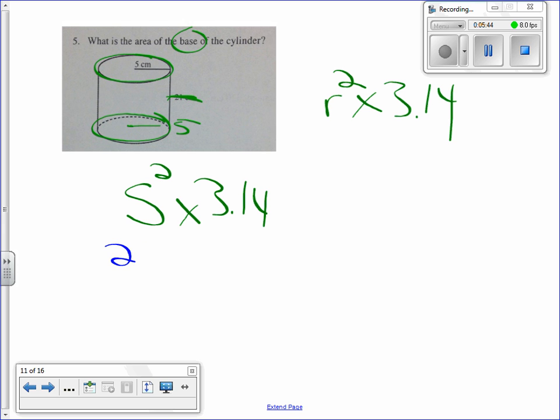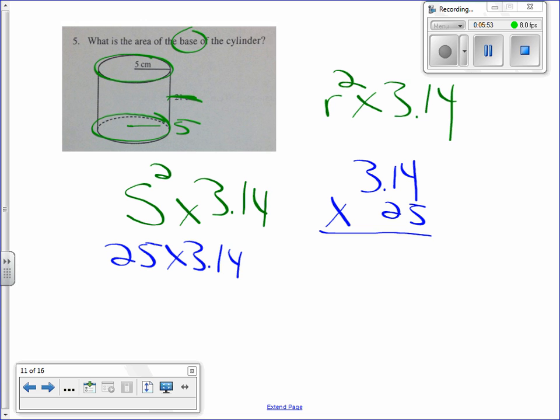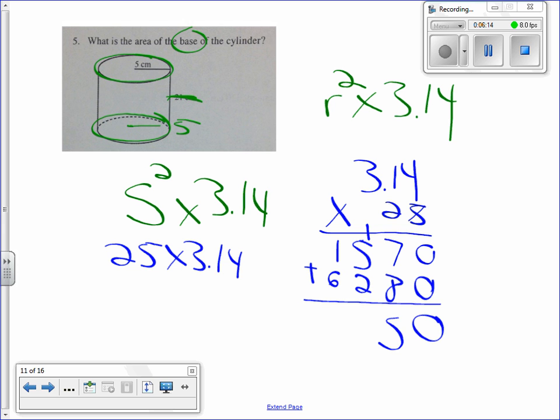which would be 25 times 3.14. 3.14 times 25. 5 times 4 is 20. 5 times 1 is 5, plus 2 is 7. 5 times 3 is 15. Let's go ahead and erase this 3 here. Place value holder. 2 times 4 is 8. 2 times 1 is 2. 2 times 3 is 6. And add these up. 0, 15, 8, 7.